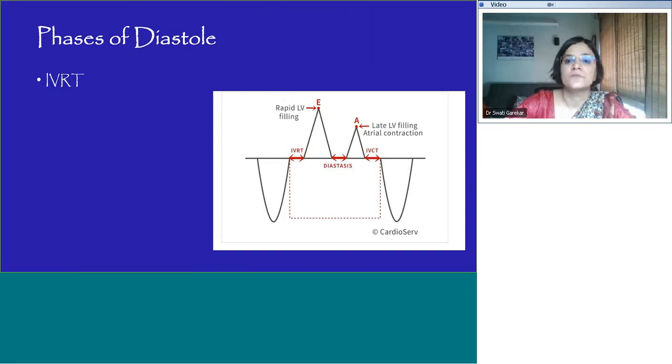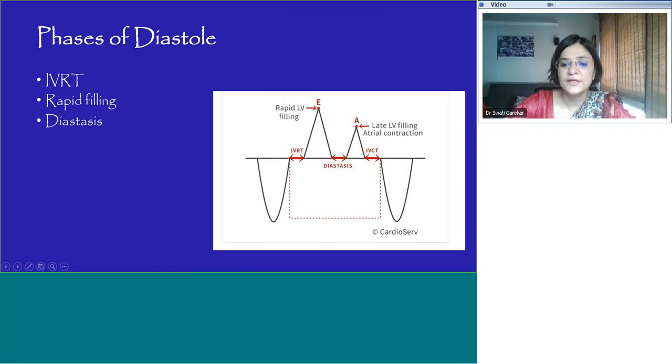So consider diastole as phases of 4. First is the IVRT, isovolumic relaxation time, beginning with closure of the aortic valve and ending with opening of the mitral valve. Then is the rapid filling time. Then is the diastasis period. That's when there is no pressure difference between the left atrium and the left ventricle.